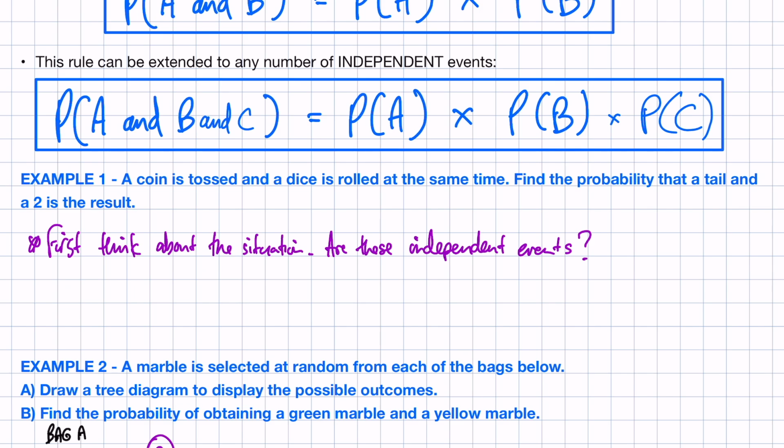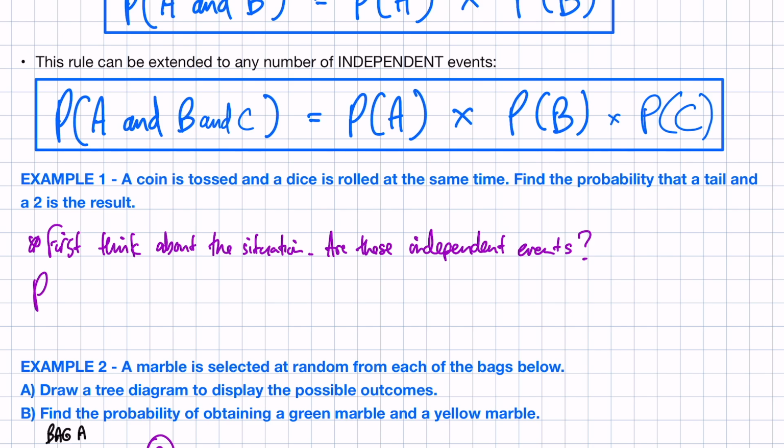Right, so let's do a basic example here. A coin is tossed and a dice is rolled at the same time. We assume that it's a normal dice. Find the probability that a tail and a 2 is the result. This little starred thing here, you don't need to write this, but this is me encouraging you to think about it. Is the roll of the dice going to affect the toss of the coin? Nope. No? So they're going to be independent. So my formula here is going to work.